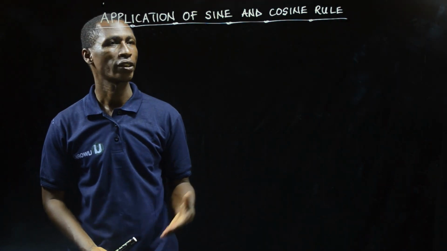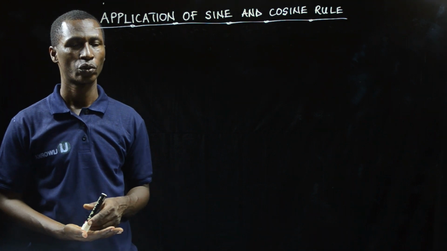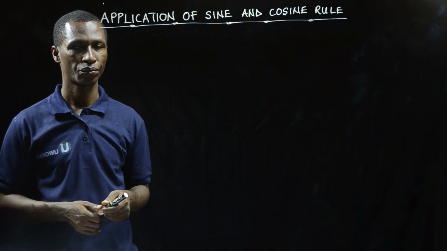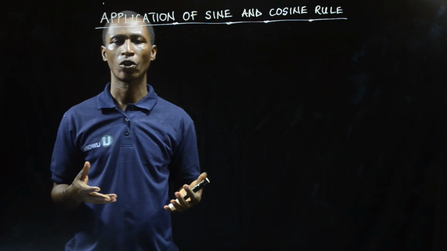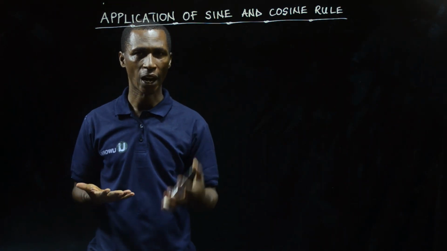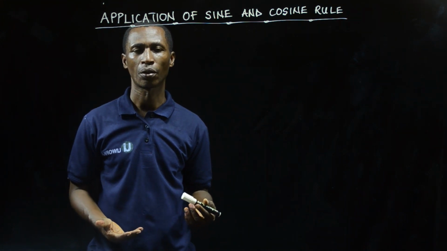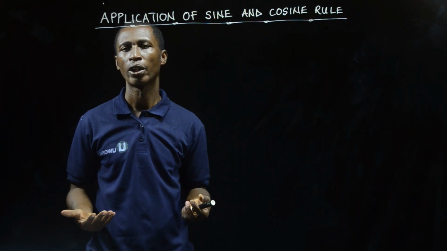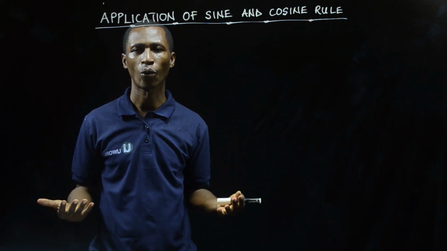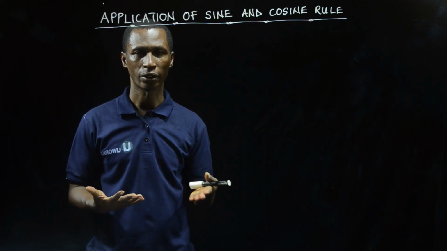So we start looking at the applications of the sine and cosine rule to trigonometry. Now, it's not every triangle we encounter in trigonometry studies that is a right angle triangle. You may have a triangle which is not a right angle triangle. In that case, how do we calculate the lengths and the internal angles and other stuff?